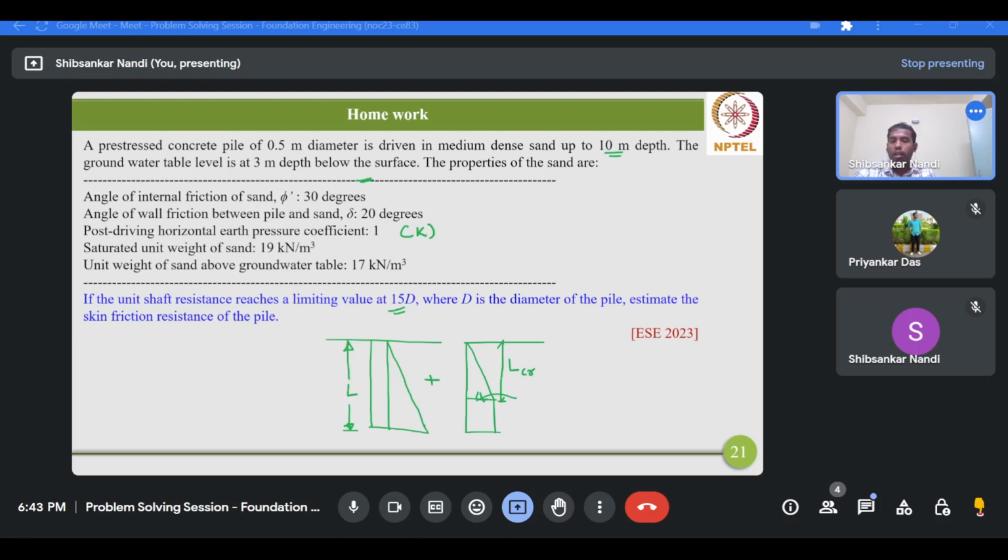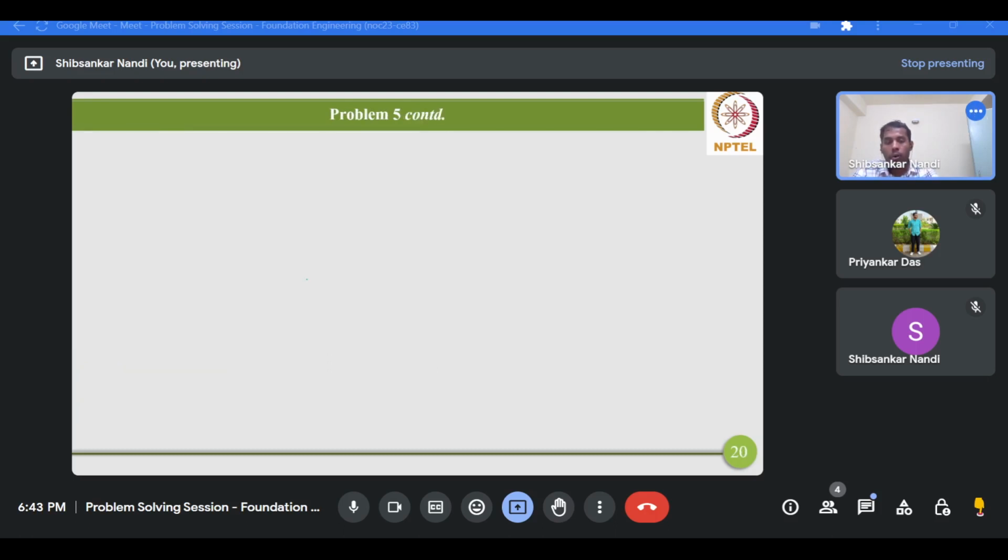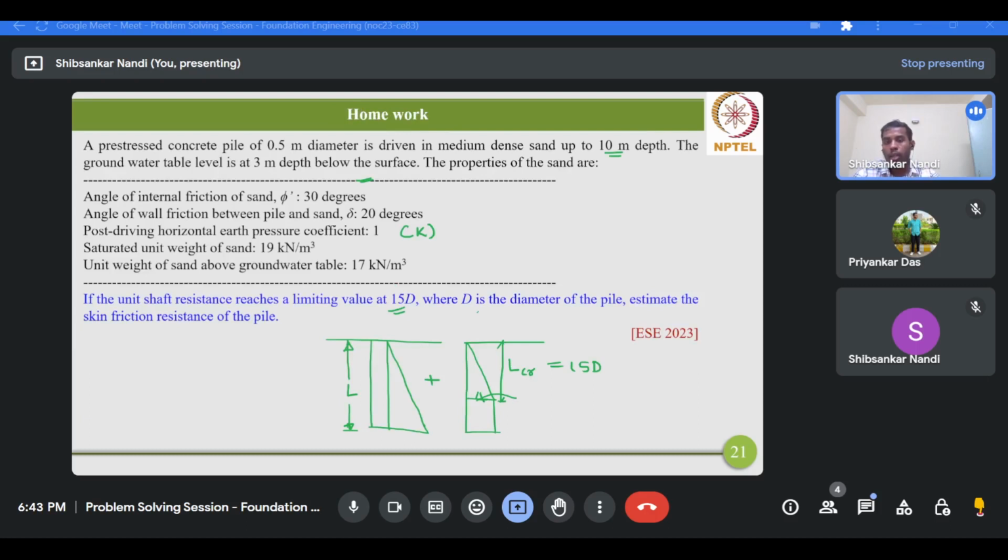Okay, and as per the literature, this critical depth is given as 15 times D if the sand is medium dense, and it's 20 times D if the sand is dense. So as we have seen from this problem, for dense sand the critical depth is 20 times D, where D is the diameter of the pile. And for this homework problem, since we are dealing with medium dense sand, the critical depth is mentioned as 15 times D.